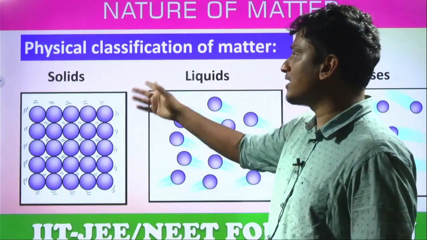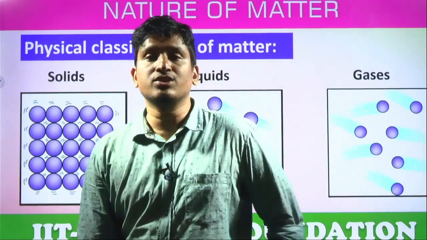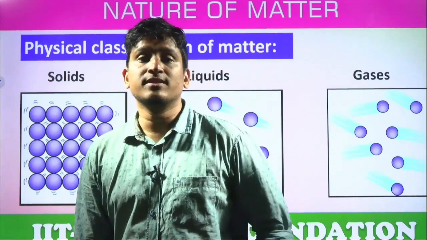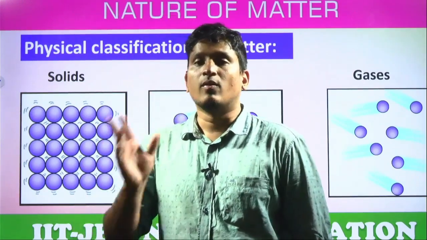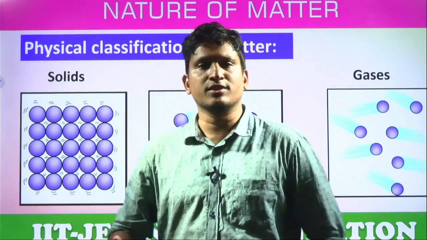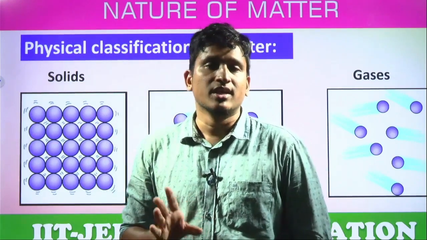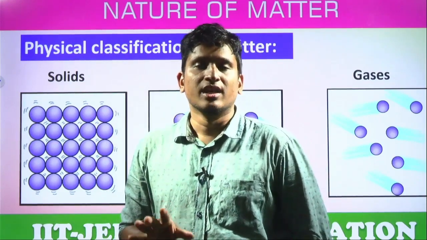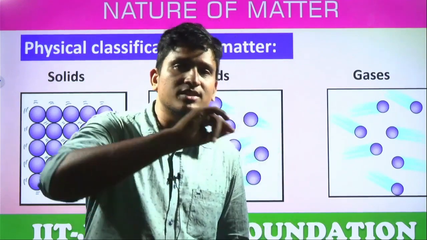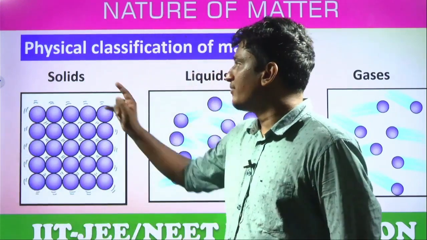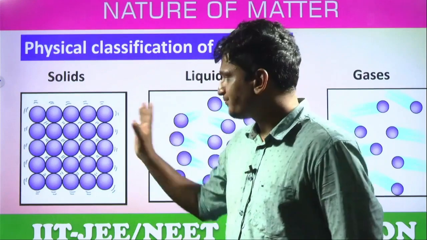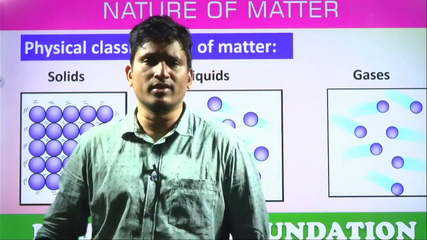So to start, the discussion about the physical classification of matter. Sir, why is it called physical classification? What is the speciality? What is the difference between physical and chemical? First of all, students, in physical classification, the chemical formula of the substance remains the same. For example, we have solids, liquids, gases. Yes or no? Let us take an example with water, H2O.